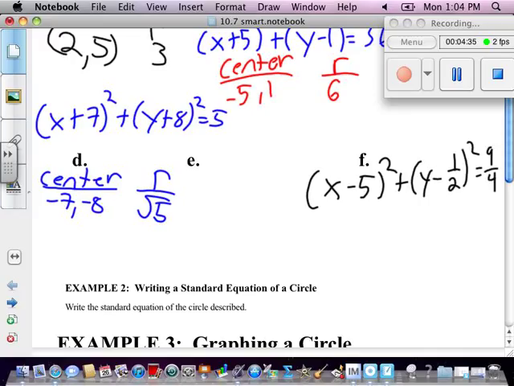Who's saying it? Who wants to? I heard somebody say it out loud. You want to finish? Go ahead. It would be 5 and 1/2. 5 and 1/2 would be your center, or 5.5. Those are the same thing. What would your radius be?